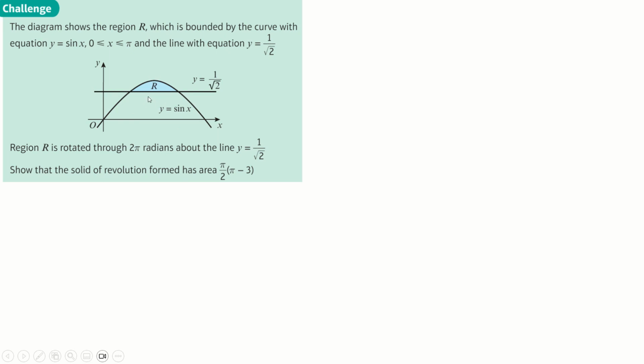Well, that's actually not too bad, because all we have to do is first find the coordinates of intersection here. So when does sine of x equal 1 over root 2? Well, hopefully you just know off the top of your head that's at pi over 4 and 3 pi over 4. If you don't, a calculator could help you with that.